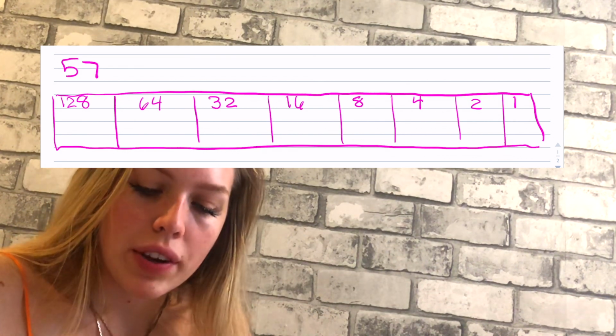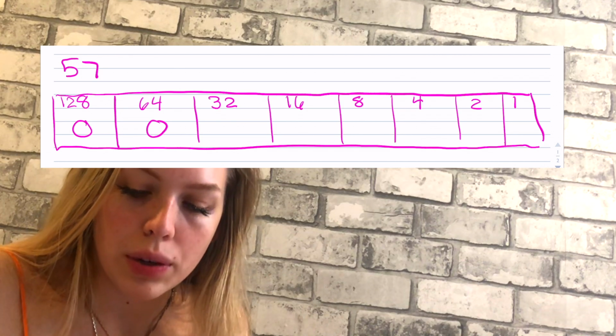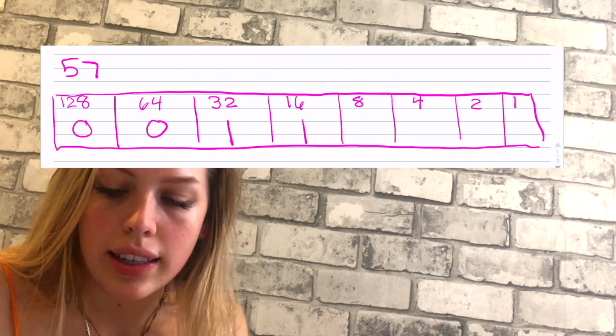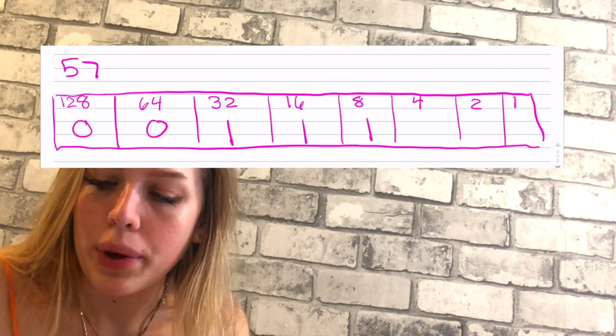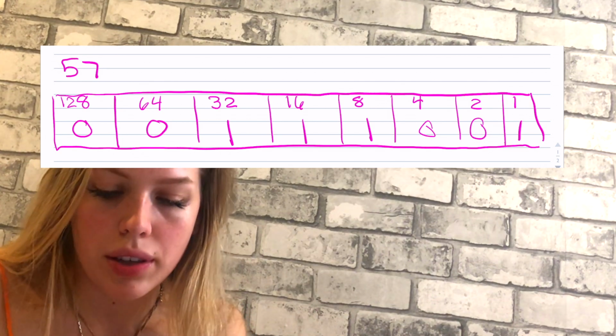So 57, we have 0 for 128, we've got 0 for 64, 32, we add a 32, 16, yup, 8, yes, and then we don't need a 4, we don't need a 2, and then we add 1 so that we can get to the 57. Right, so does that make sense?